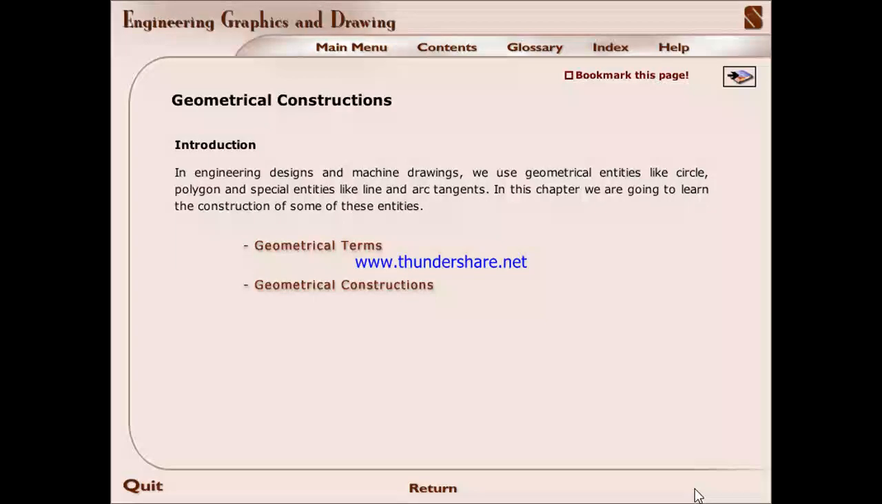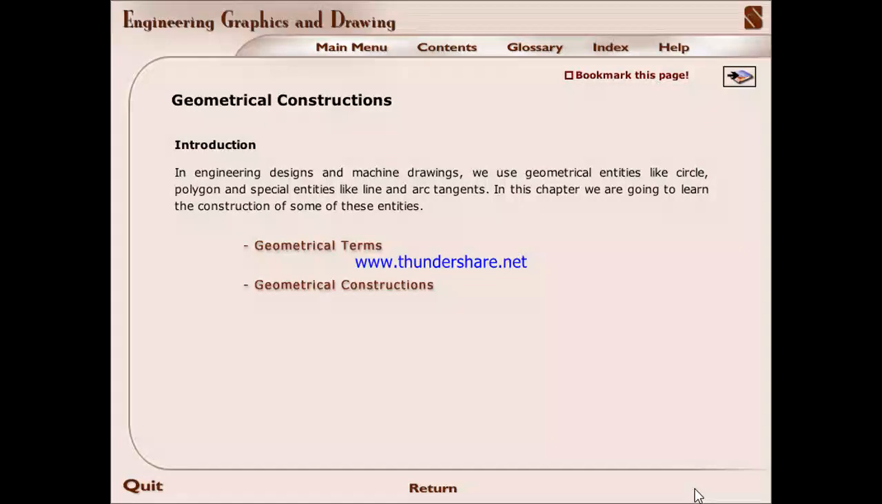Geometrical construction: introduction. In engineering designs and machine drawings, we use geometrical entities like circle, polygon, and special entities like line and arc tangents. In this chapter, we are going to learn the construction of some of these entities.